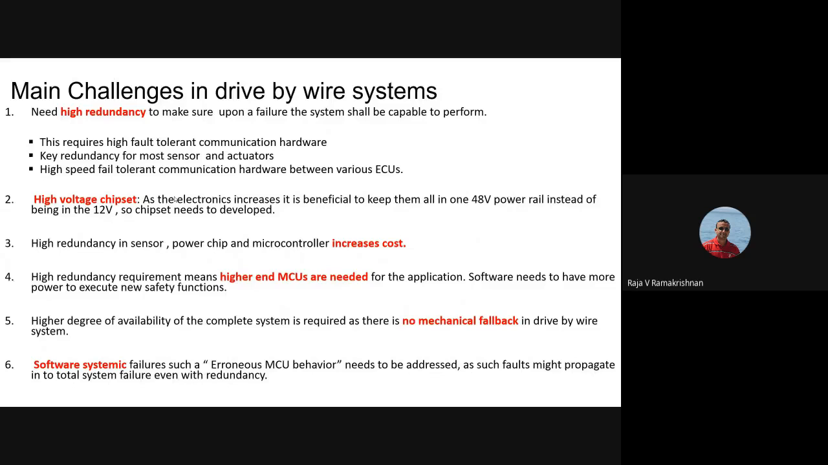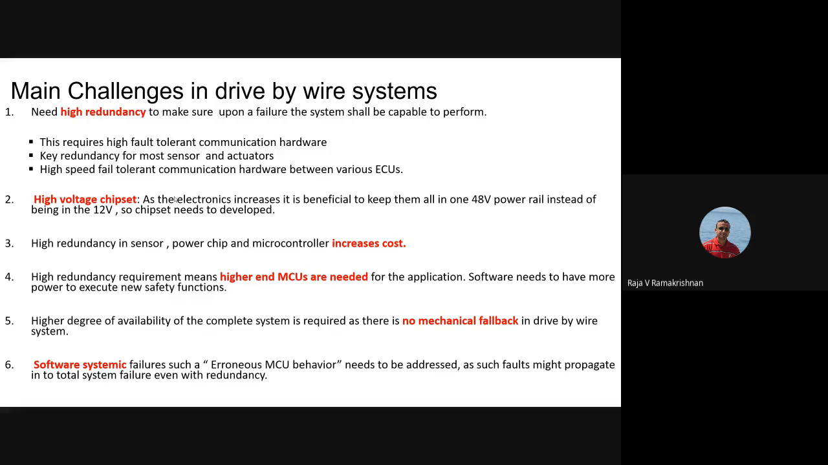Main challenges: you need high redundancy, therefore you need highly tolerant systems. Key redundancy for most sensors and actuators is needed. High speed, fail tolerant communication is needed because you have to communicate back fast enough so that you can apply the brakes or change the steering angle.